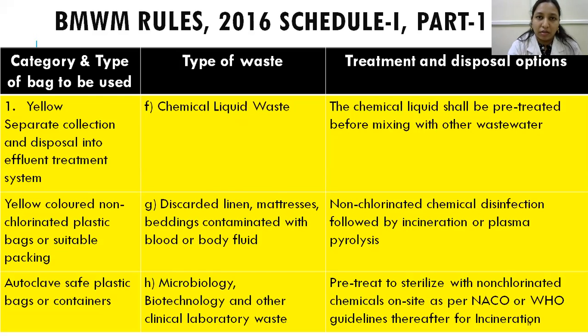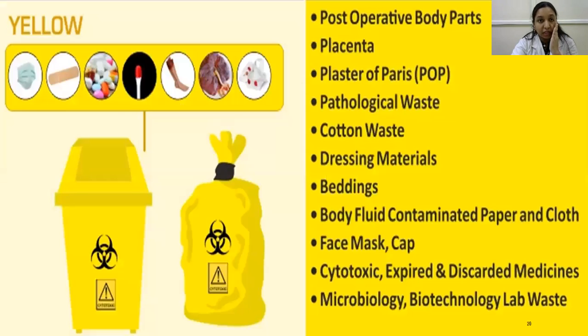So here the blood bags and the blood banks and all. So you have to discard them into autoclave safe plastic yellow bags or containers. So first you have to pre-treat them before throwing them into the bags according to WHO or NACO guidelines on site itself, and then you have to send them for incineration. So these are all the categories under the yellow bags, either yellow containers or yellow bags.